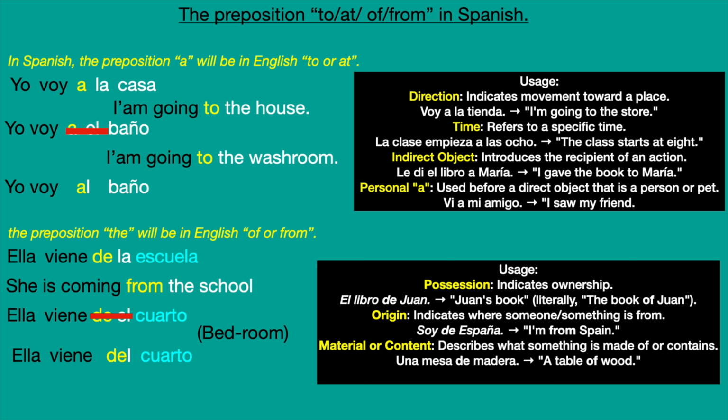Origin as well, to indicate where someone or something is from. So "soy de España." I am from Spain. "From" is when you use de. And for material and content as well, it describes what something is made of or contains. So "una mesa de madera," a table of wood. So it's made of wood. So that's when you use de in Spanish.